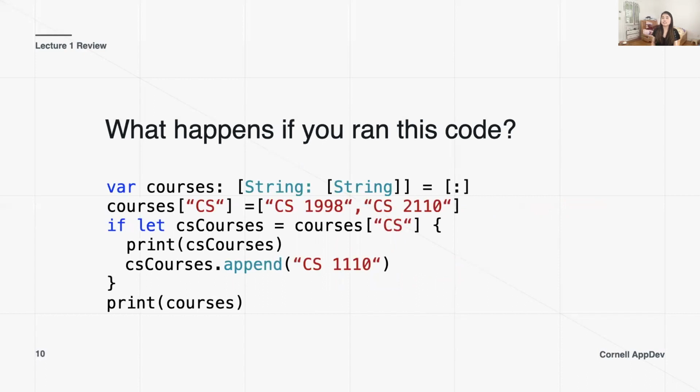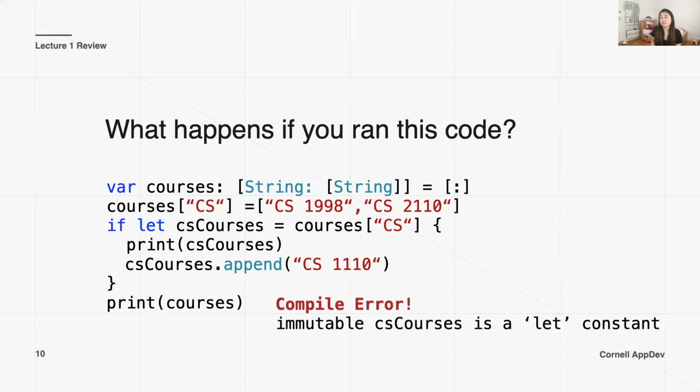This question is very heavily based off of the project that you just submitted, specifically part 2.5. So what happens if you run this code? The answer is you'll get a compile error. This is something that a lot of students struggled with when they were doing the project, so I want to point out and explain why this is the case. Why are we getting a compile error? And what does it mean that csCourses is immutable, a let constant?